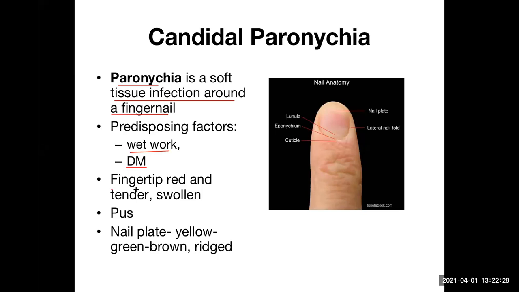In this condition, the fingertip is red and tender as well as swollen, and sometimes there is pus discharge as well. If we examine the nail plate, it becomes yellow, green, or brown, and the nail plate is ridged, or in other words, it doesn't look healthy. Anyone can distinguish between the healthy nail plate and the nail plate infected by fungi. Now let's look at some pictures here.